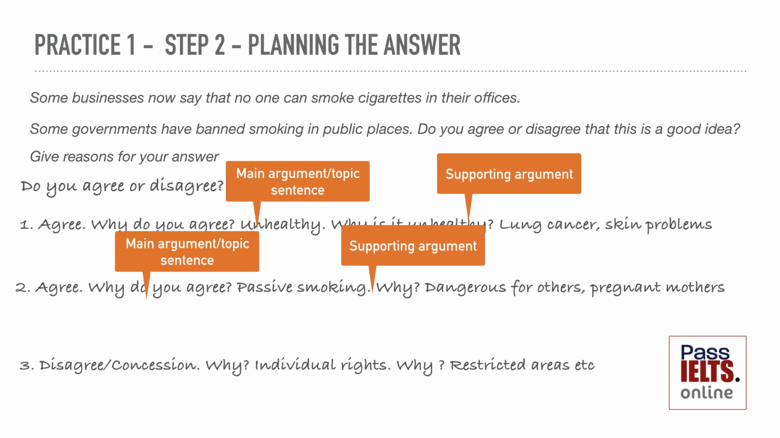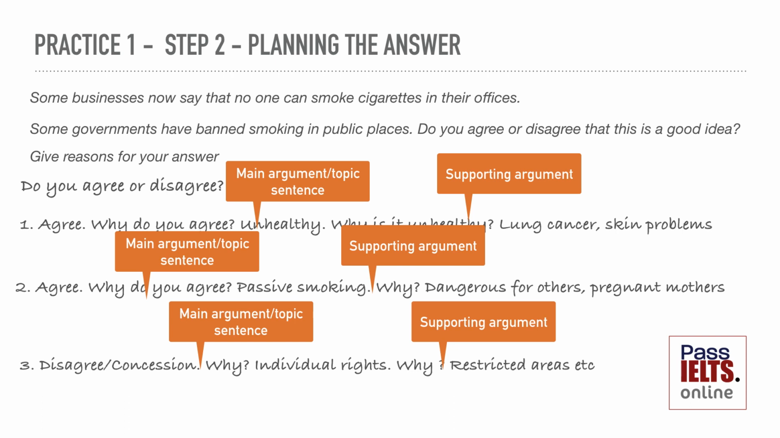And lastly, in the last and third paragraph, they disagree without actually contradicting themselves. So we call this a concession. Their main argument is because of individual rights, and their supporting arguments would be to offer some possibilities as, for example, restricted areas. Now, if you follow this plan, as I already said, you will make sure that you are A, answering the whole question, which is very important for task response.